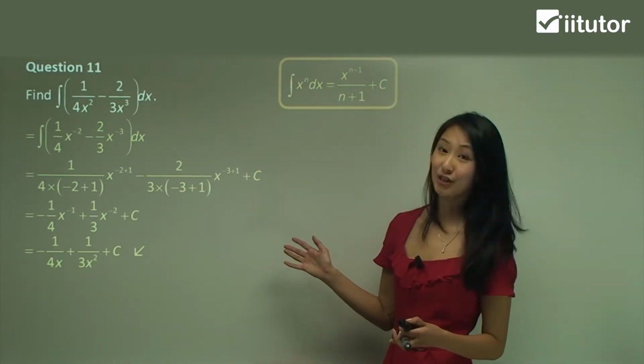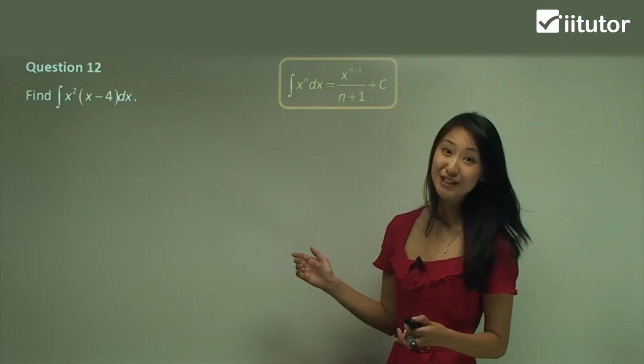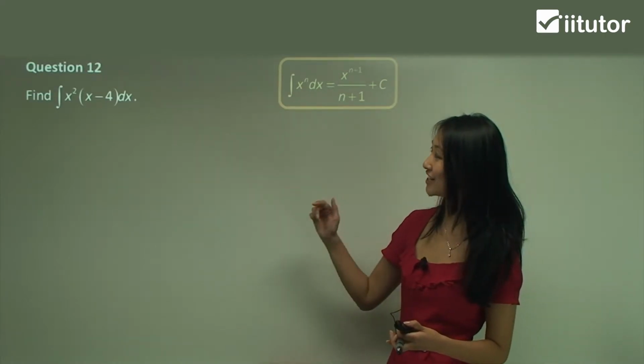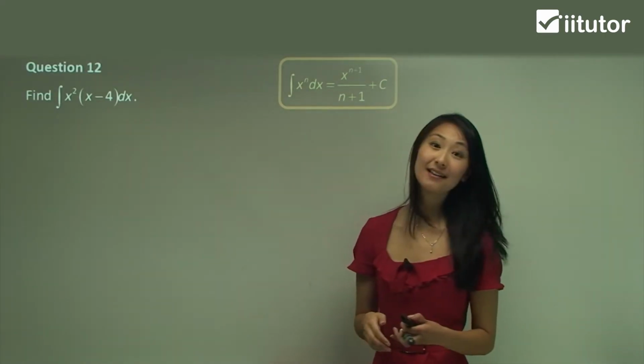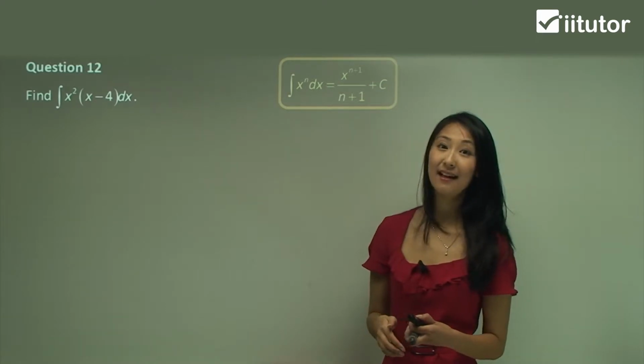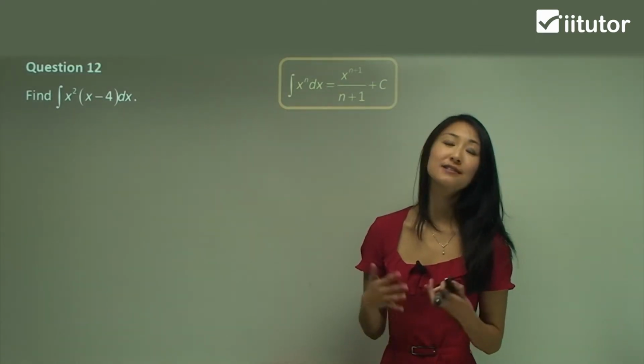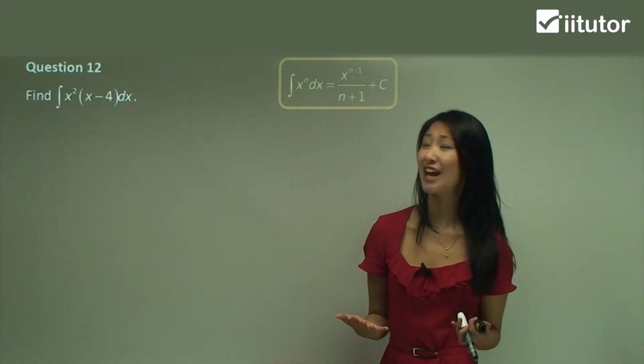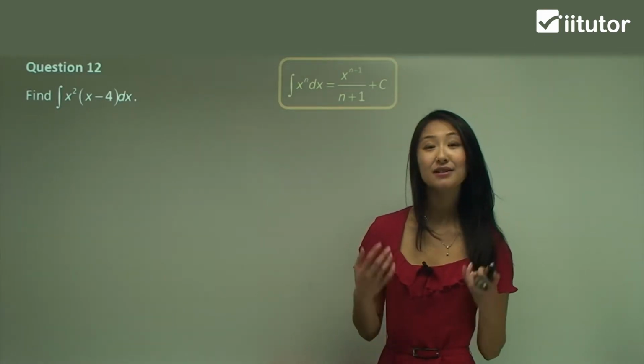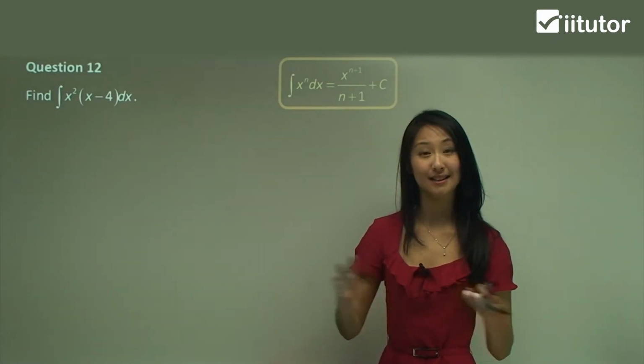Now we're going to move on to question 12. In question 12, we want to find the integration of x squared bracket x minus 4 dx. There's no chain rule, no product rule like we have in differentiation. We don't have that in integration. So what we just have to do is expand it.